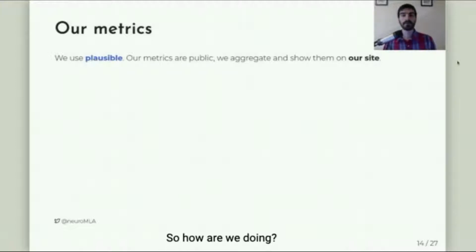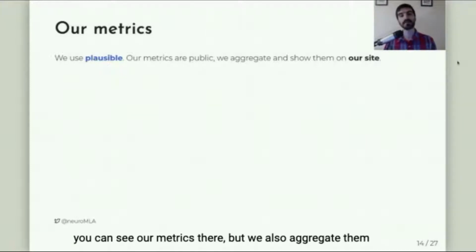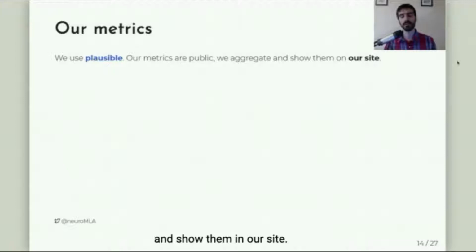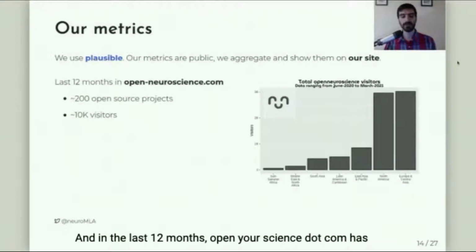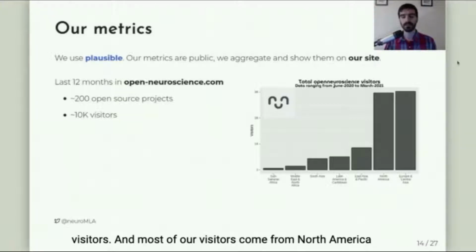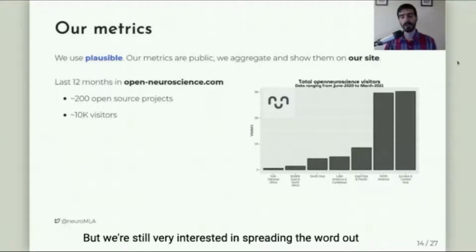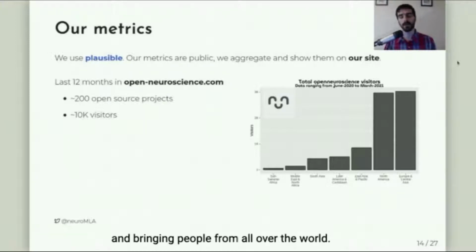So how are we doing? We use Plausible, which is an open source analytics tool, and you can see our metrics there, but we also aggregate them and show them in our site. In the last 12 months, openneuroscience.com has received more than 200 open source projects and around 10,000 visitors. Most of our visitors come from North America or Europe, but we're still very interested in spreading the word out and bringing people from all over the world.